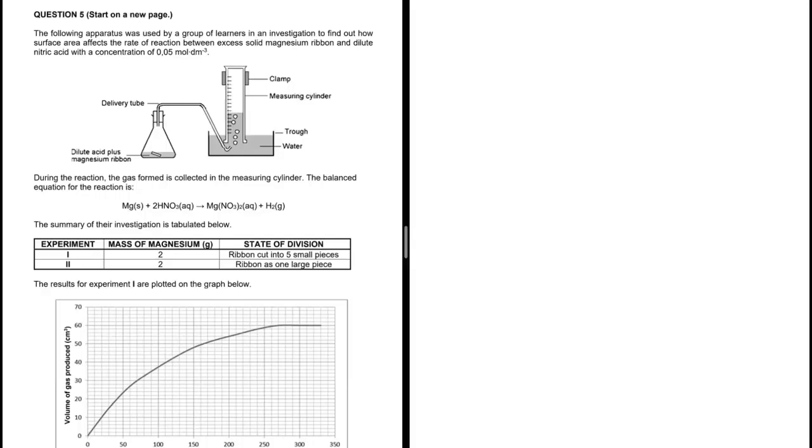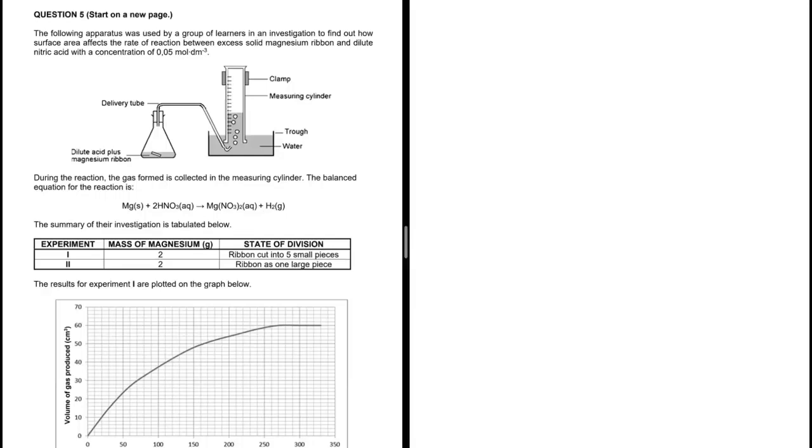Why do we need to keep the temperature constant? Temperature affects the rate of reaction. So if we don't control the temperature, then your results will not be conclusive. You're not going to know whether your results are influenced by the state of division or by the temperature. So we need to keep all the other variables constant. We need to control them, hence control variable, and then have a fair test. Okay, that is 5.1.